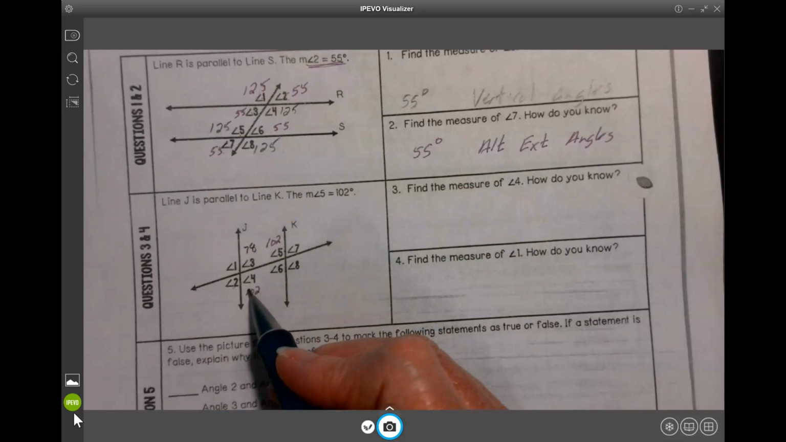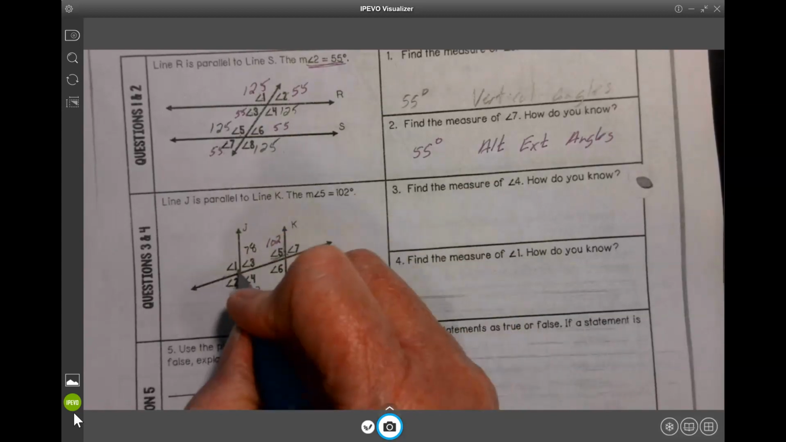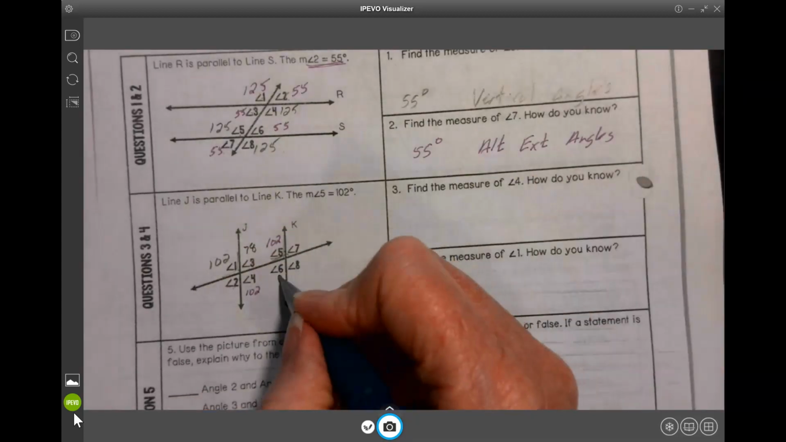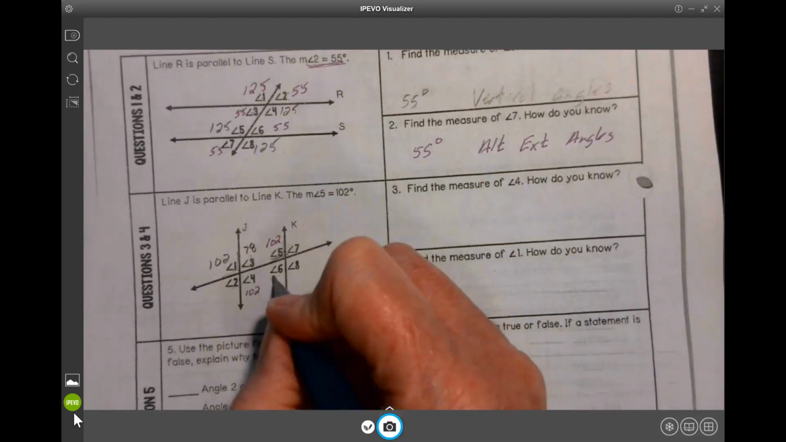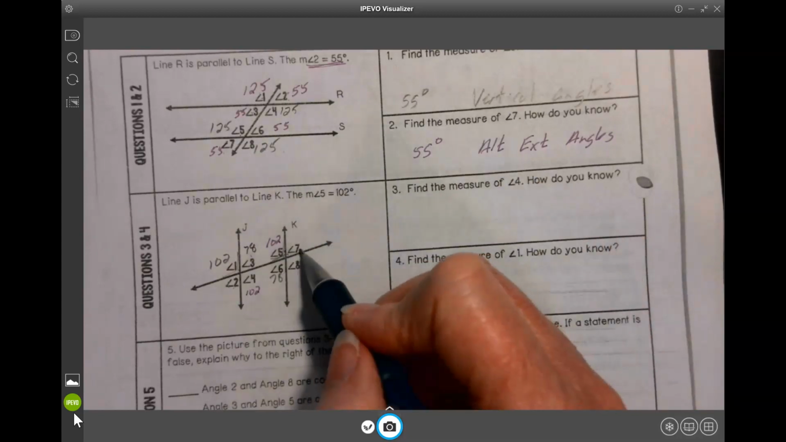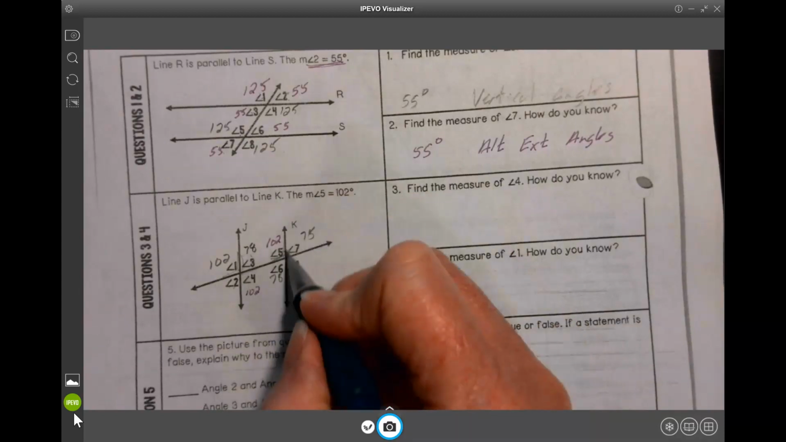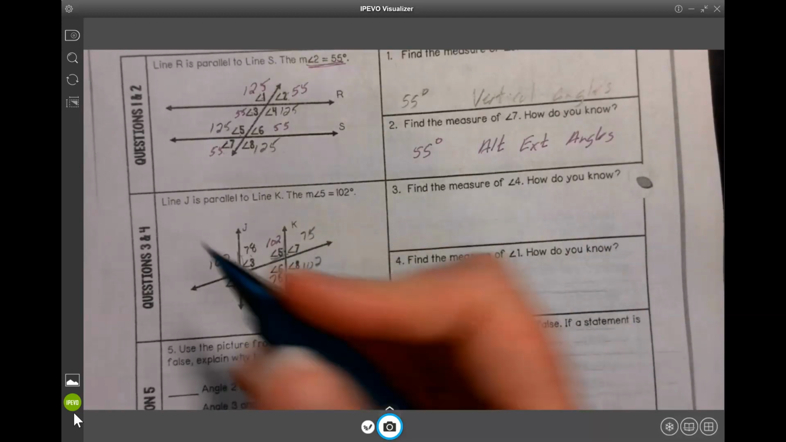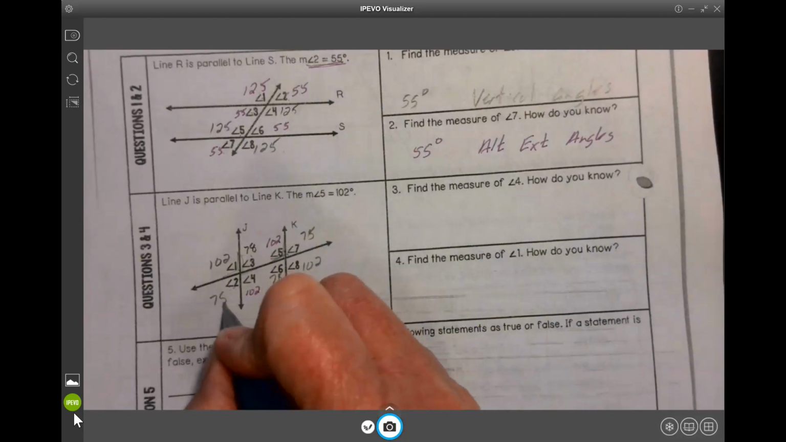These are vertical. These are supplementary. This is corresponding. See how this angle 5 and angle 1, those are supplementary. Okay? So then I can just go, hey, that's 78. This is an alternate interior angle, so that's 78. Angle 1 and angle 7 are same side exterior, so that's 78, or corresponding. Angle 8 is vertical to 5, so that's 102. So they have lots of ways to see it. Angle 2 and angle 6 are corresponding, so that's 78.